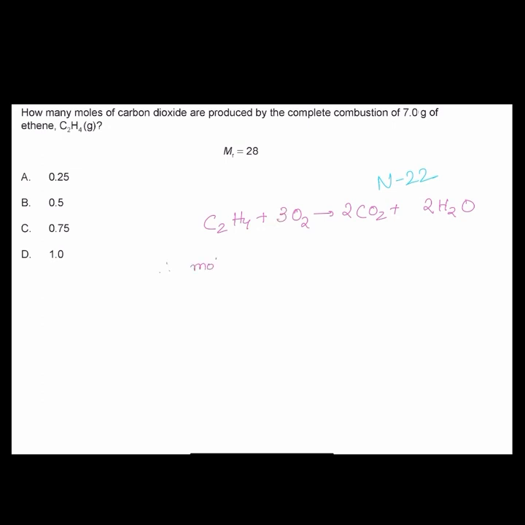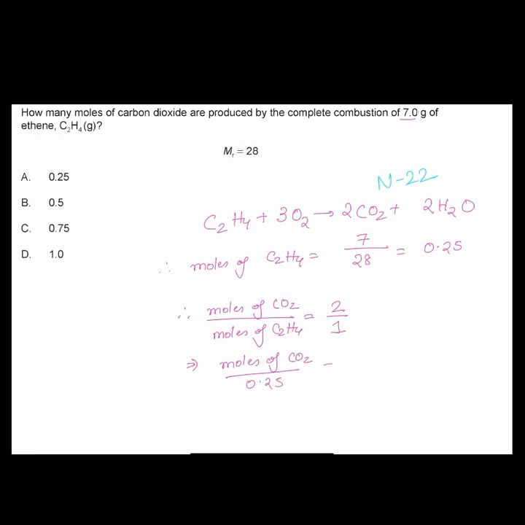Let's find the moles of C2H4 first. Moles of C2H4 would be given mass, which is 7 grams, and molar mass, which is 28. So this is 0.25. Now we have to find the moles of CO2. The stoichiometric ratio between CO2 and C2H4, moles of CO2 by moles of C2H4, would be equal to 2 by 1 because it's in the 2:1 ratio. Moles of C2H4 we have found out as 0.25, so finally moles of CO2 would be 2 times 0.25, that is 0.5. So finally option B is the correct answer to this question.